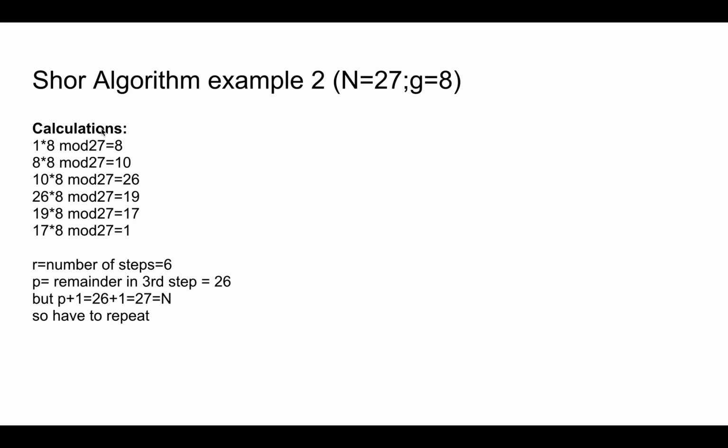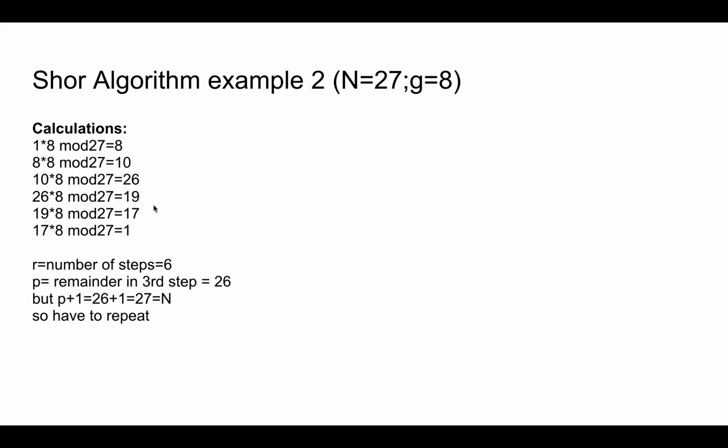So here are the calculations I outlined. Firstly, we start off with 1. So 1 multiplied by 8 mod 27 is just 8. And then 64 mod 27 is 10, 80 mod 27 is 26, and so on and so forth. And we get 1 in the end. Notice that the number of steps is 6. So r will take on the value of 6, and p, which is the remainder in the r over 2 step, which is the third step, is going to be 26.